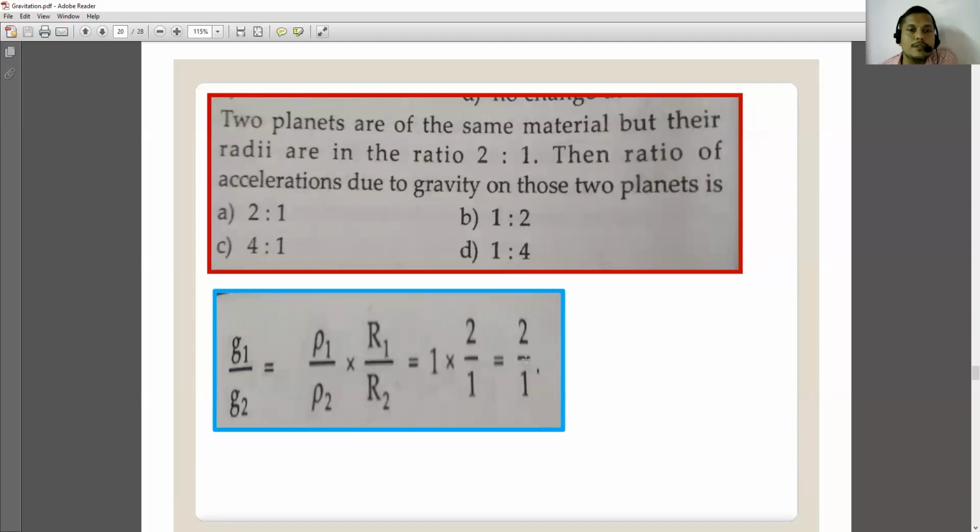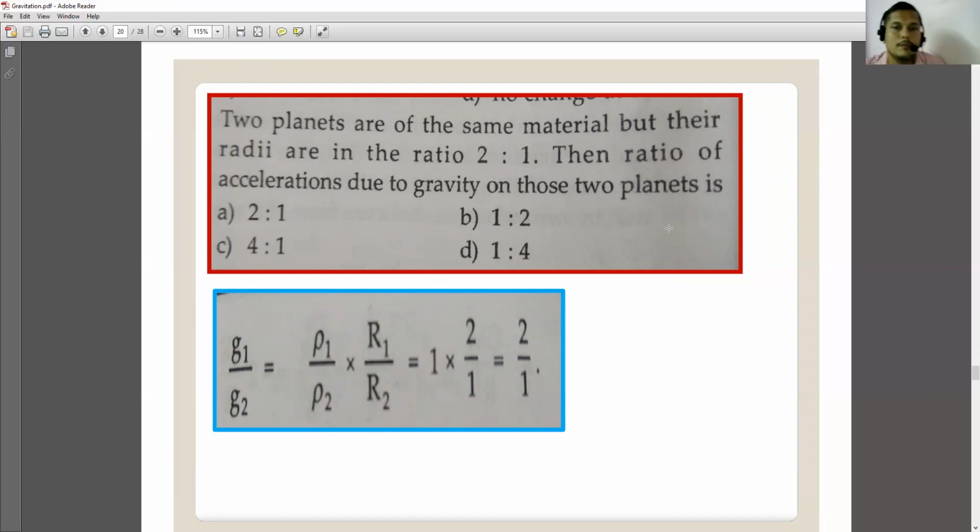Next, two planets are of the same material but their radii are in the ratio 2:1. Then the ratio of accelerations due to gravity on those two planets is. What is given to us? Two planets are of the same material. Material is same, but their radius is different. Its ratio is 2:1. So here we are considering that value, that is 2:1. Then the ratio of acceleration due to gravity on those two planets is.